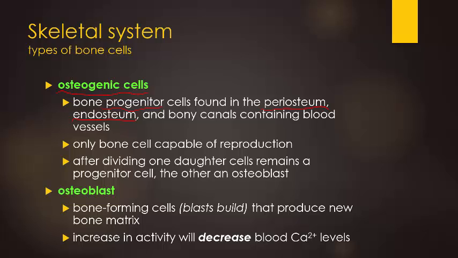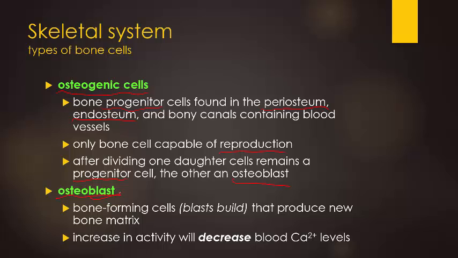So they grab nutrients from the blood and use those nutrients to help power all of their cell processes so that they can reproduce. They are the only bone cell that's capable of reproduction. And following reproduction, one cell remains a progenitor cell and the other cell becomes the osteoblast.